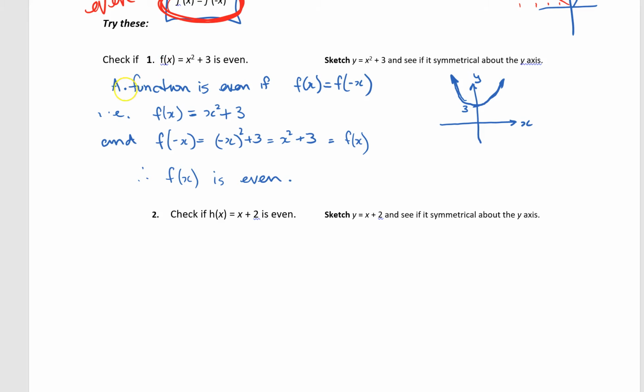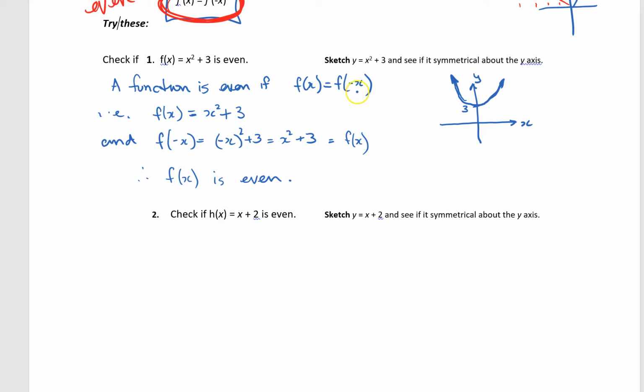So again, this is the appropriate sort of setting out. It keeps you on track to answer the question, and it shows the marker that you understand not only the question, but what you need to do to answer the question. So you start off, a function is even if, and you state the property, f of x equals f of minus x. Therefore, f of x is given as this, x squared plus 3. End of story. That's what f of x is.